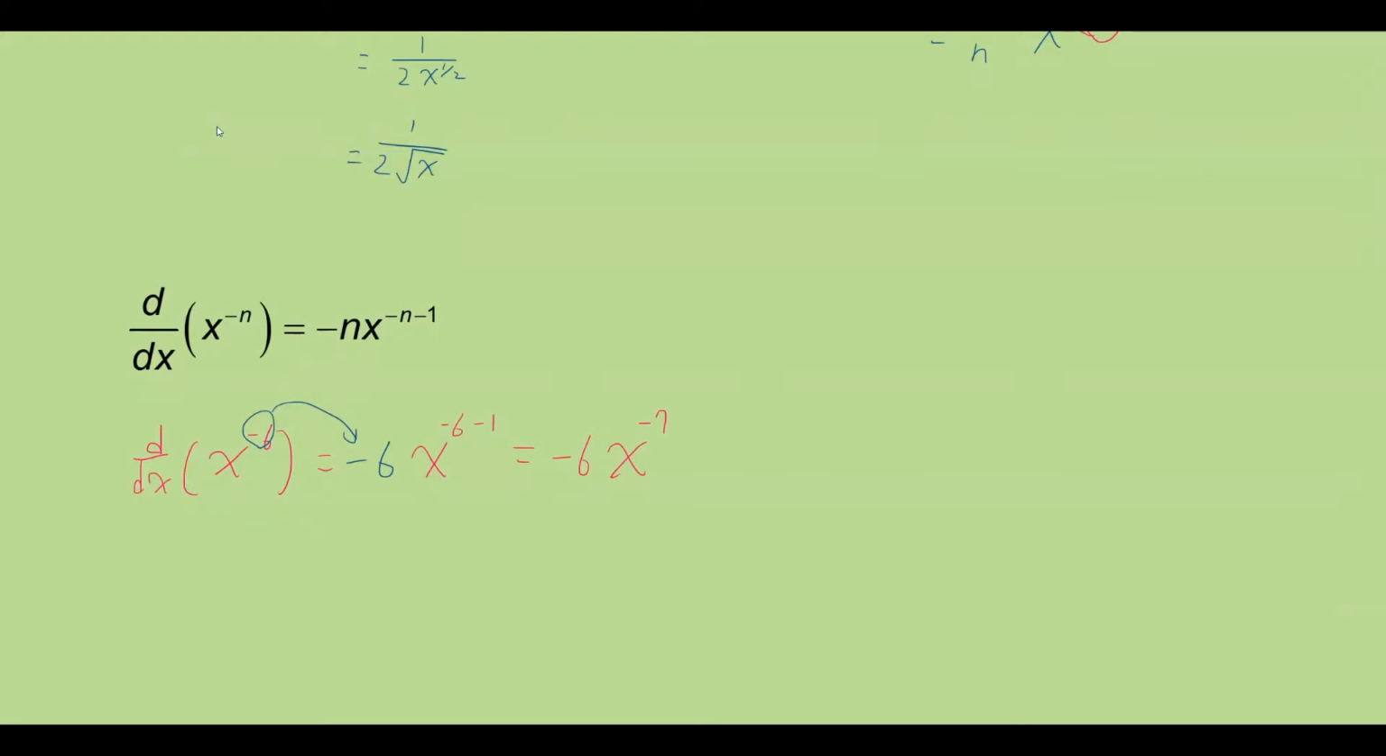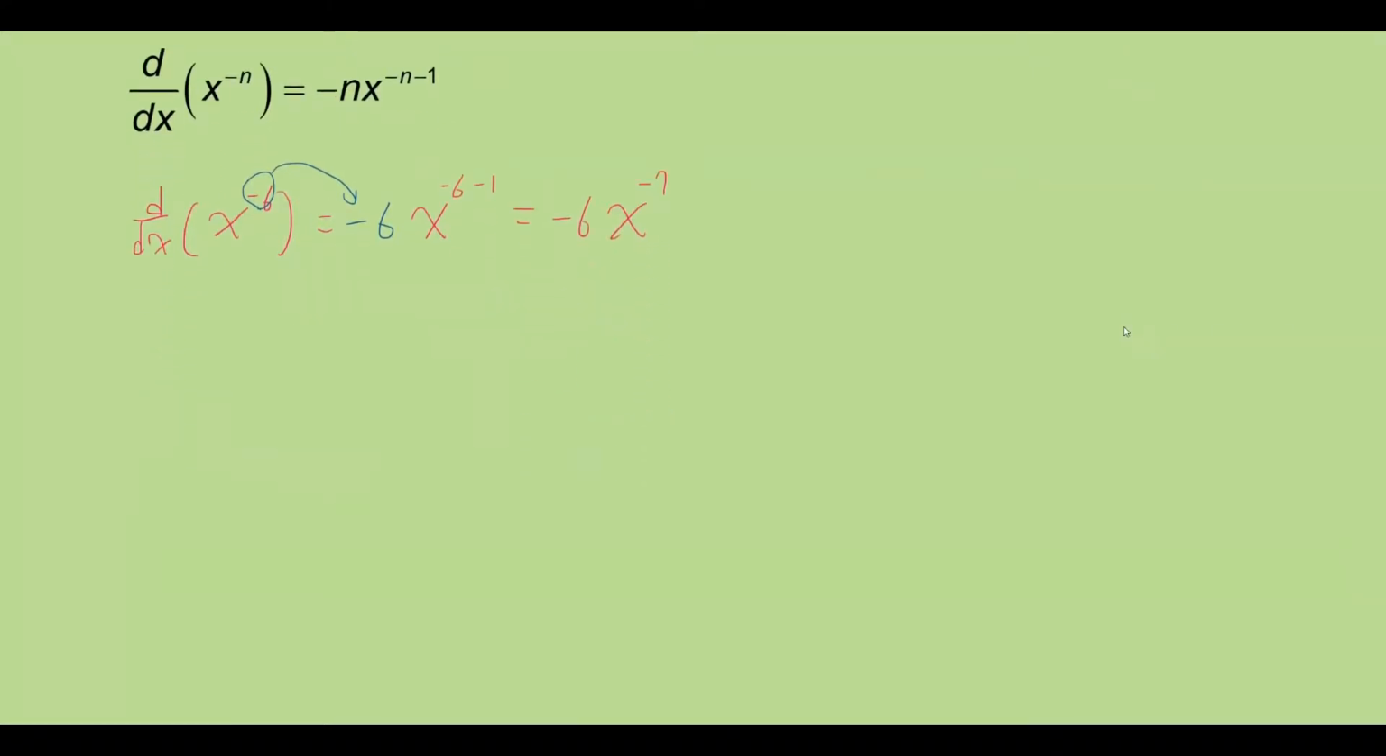So it's the same idea. As long as you have a power on x, you just bring it down, decrease the power by 1. Doesn't matter if it's positive or negative or fraction or decimals, we follow the same rule. Now here's another one, d dx of 1 over x. If you want to give that a try, go ahead and pause the video and try it out.